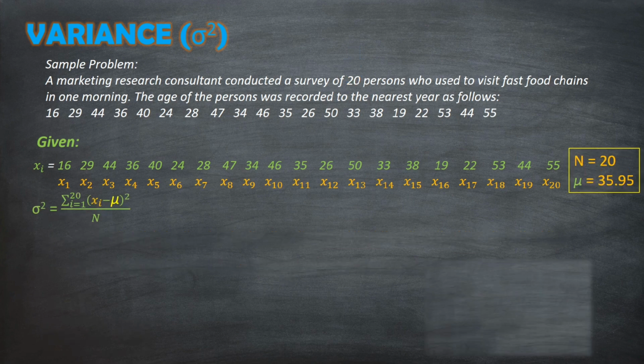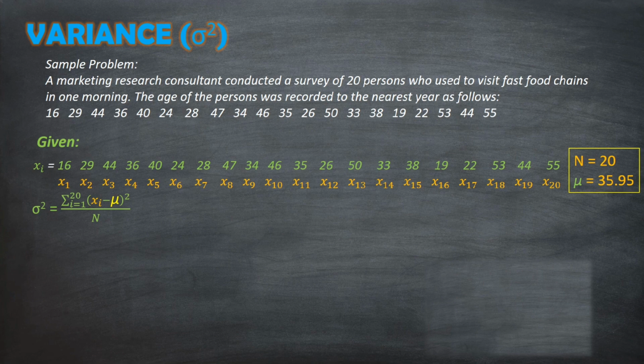On the right side of your screen, you can see n is equal to 20, which is our population size, and μ is equal to 35.95, which is our population mean, which we solved earlier. So these are the values that we will be using in solving for our variance in the formula.